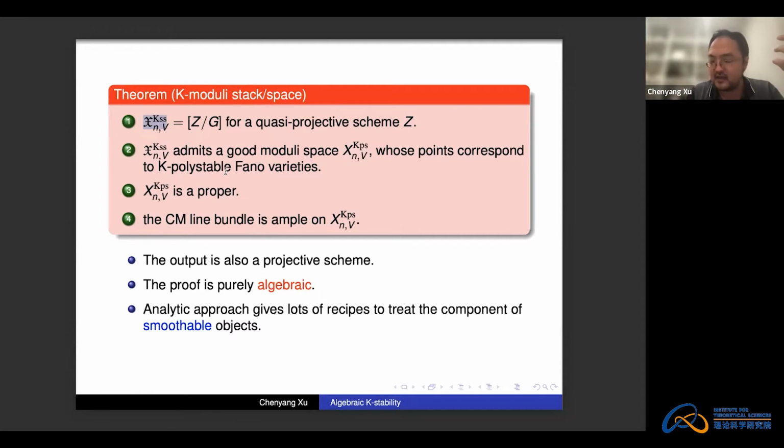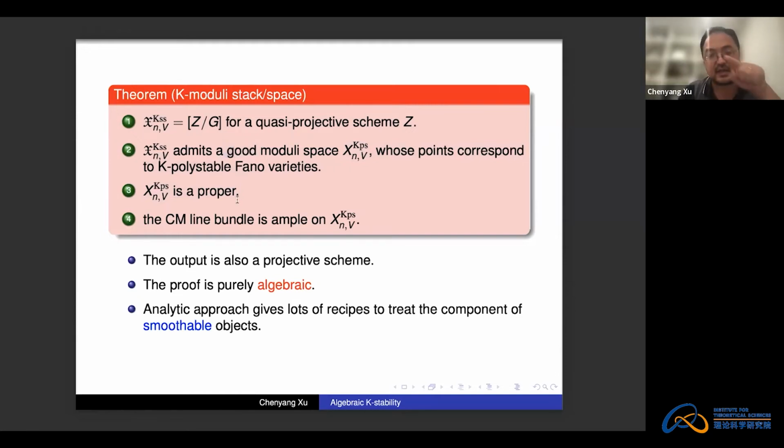But for an Artin stack, you cannot ask for that. So instead of asking for a coarse moduli space, you can ask for something called a good moduli space. And this actually admits a good moduli space. On this good moduli space, the points precisely correspond to K-polystable Fano varieties. So in other words, if I work over C, the points here precisely correspond to the Kähler-Einstein Fano varieties. And here I want to say it admits a separated good moduli space. I want to say separated here, but it's actually not just separated, it's actually proper.